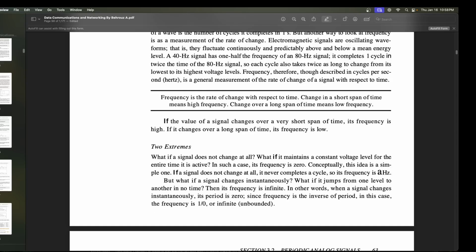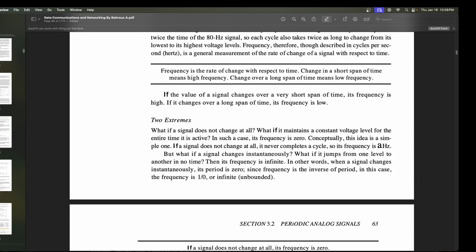Now to extend, what if the signal does not change at all? What if it remains at a constant voltage level the entire time it is active? In such a case the frequency is zero. The idea is simple: if the value of a signal changes quickly over a period of time, the frequency is high. If it is taking a long time, then we say the frequency is low. What he's trying to say is what is meant by frequency.